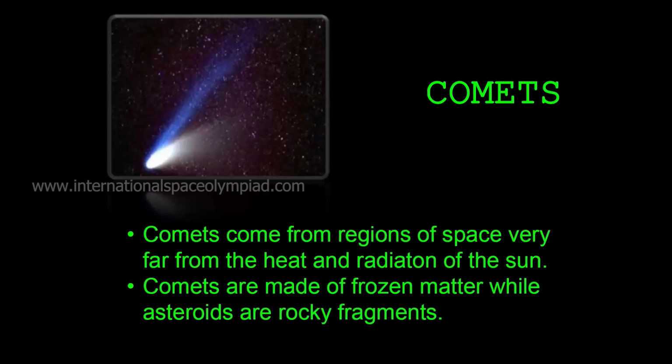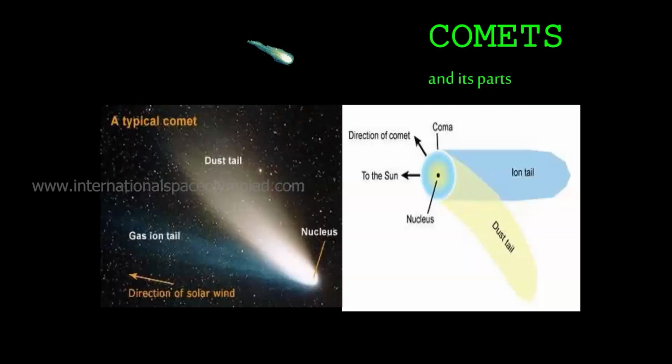But comets come from regions of space very far away from the heat and radiation of the sun. That's why they are fully made of ice. Comets are made of frozen matter, while asteroids are rocky fragments, just like we studied. So this is a typical example of a comet. A comet has a dust tail and a gas ion tail. This is the nucleus. The nucleus will be really small, some 10 kilometers maybe, but its tails are longer.